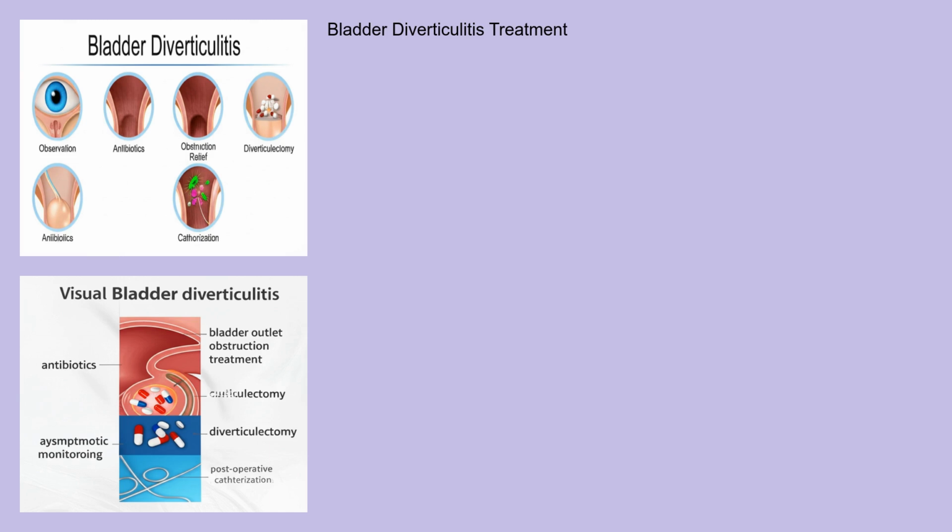For patients with urethral strictures, dilation or surgical repair may be required. Large or symptomatic diverticula may need to be surgically removed, a procedure called diverticulectomy. This can be performed through open surgery, laparoscopically, or robotically. Post-operative catheterization is usually required to allow the bladder to heal.